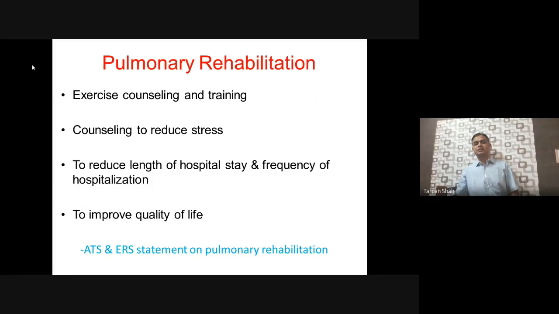Now let us see the third domain, that is pulmonary rehab. Here we treat different diseases like COPD, chronic obstructive pulmonary disease, chronic obstructive airway disease or lung disease. All three are the same. Also restrictive lung disease, interstitial lung disease, then occupational lung diseases like byssinosis, bagassosis, asbestosis, silicosis, etc. This group of patients is fit for the pulmonary rehabilitation program.